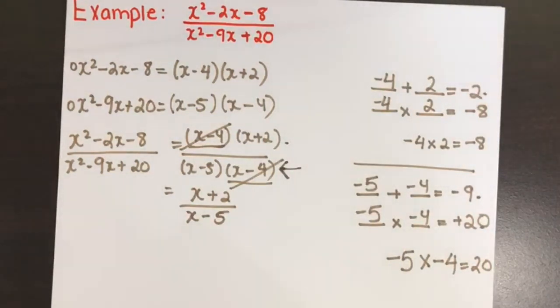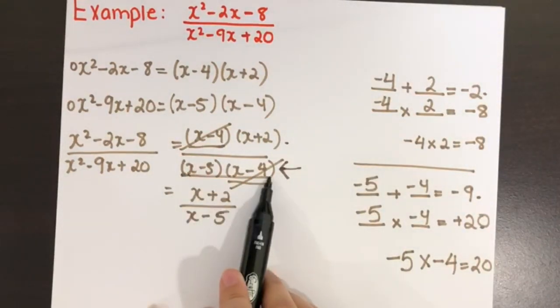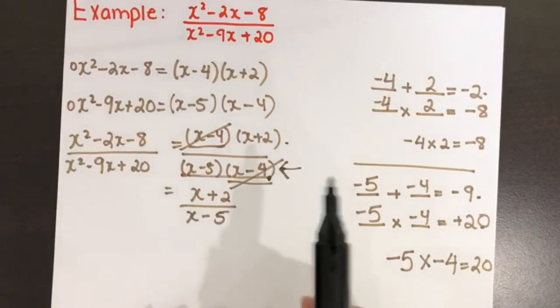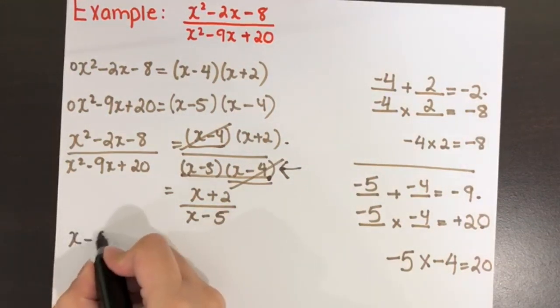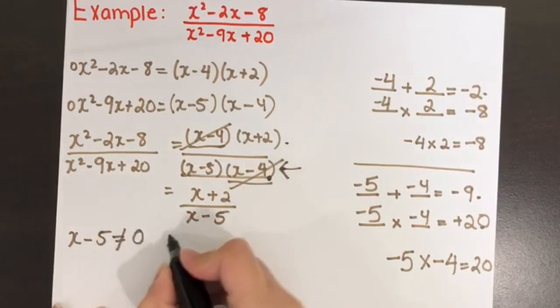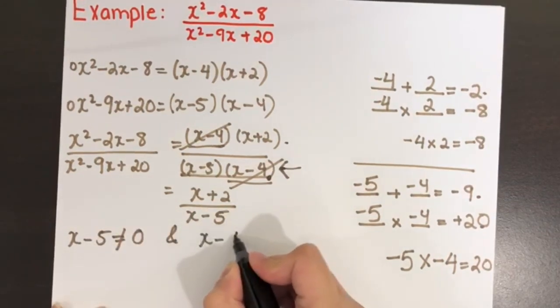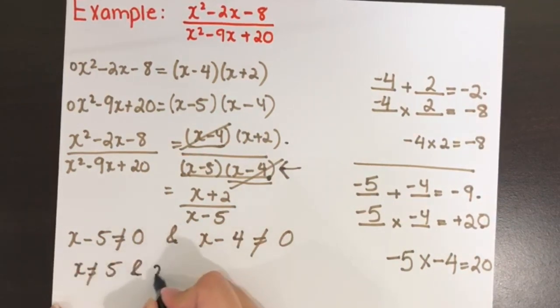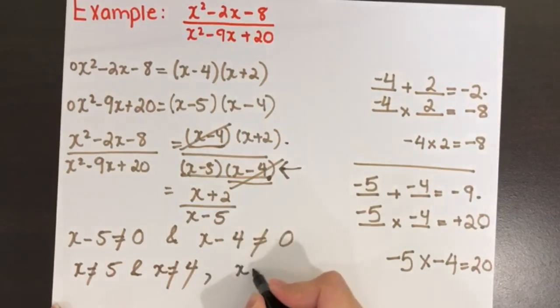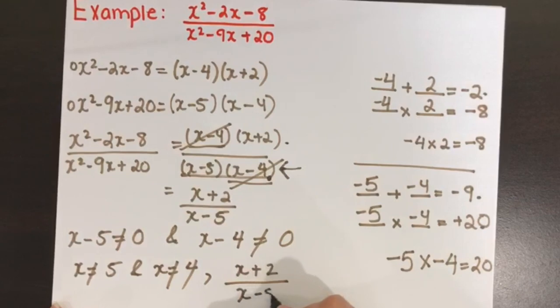Consider this denominator. If this was equal to 0, then again, our whole expression is undefined. So we have two cases. x minus 5 cannot be equal to 0, and x minus 4 cannot be equal to 0. When we solve, x cannot equal 5, and x cannot equal 4. And our answer is x plus 2 over x minus 5.